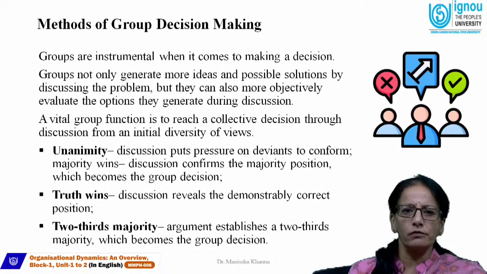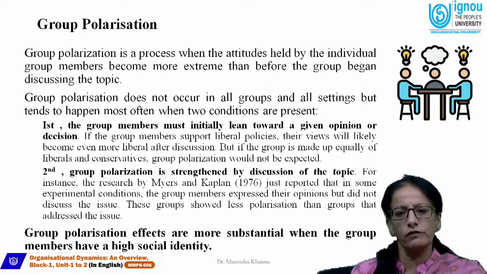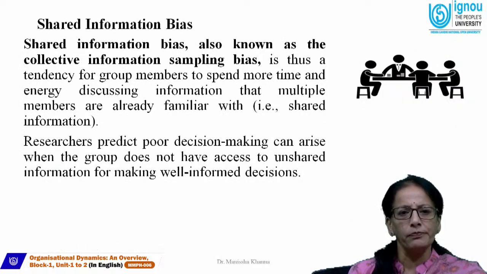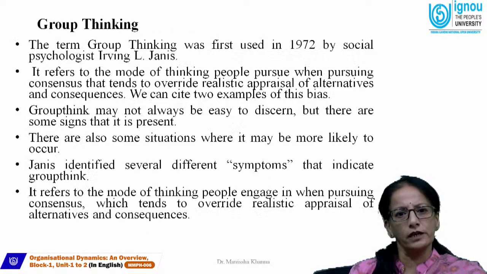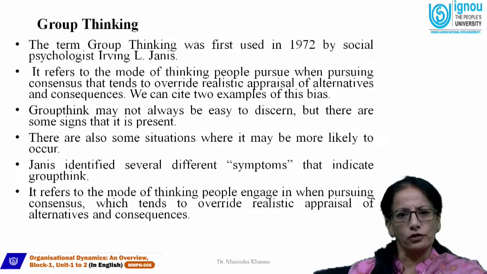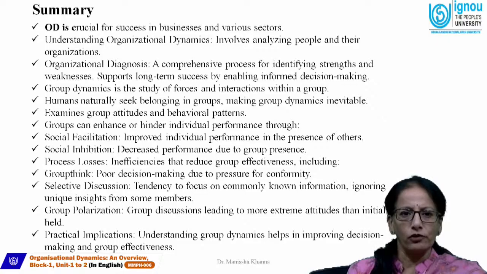There are certain methods of group decisions, where group polarization has a more substantial effect when the group members have high social identity. There is information bias, also known as collective information sampling. There is groupthink, which refers to the mode of thinking in which people pursue consensus. There are certain signs of groupthink which are listed in this slide.